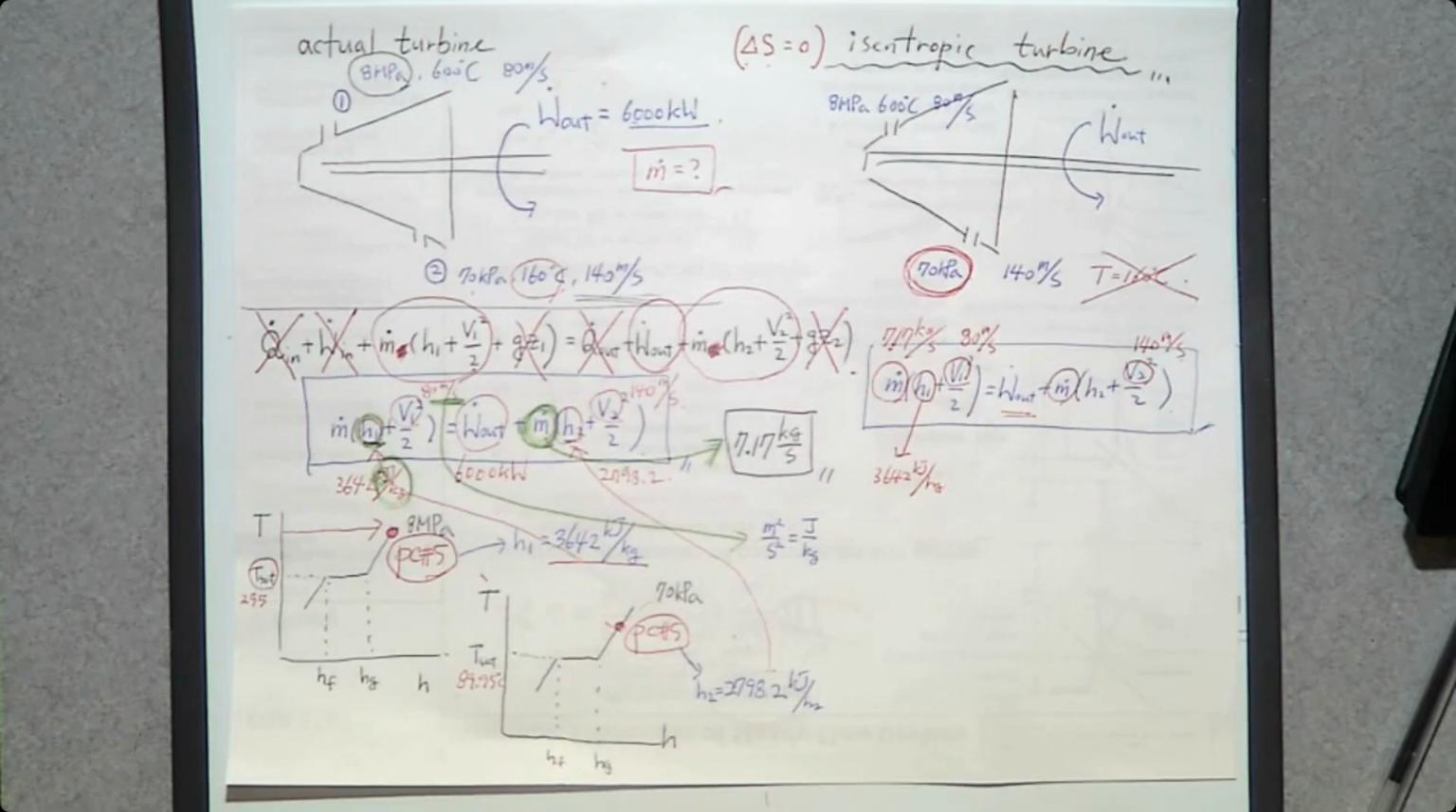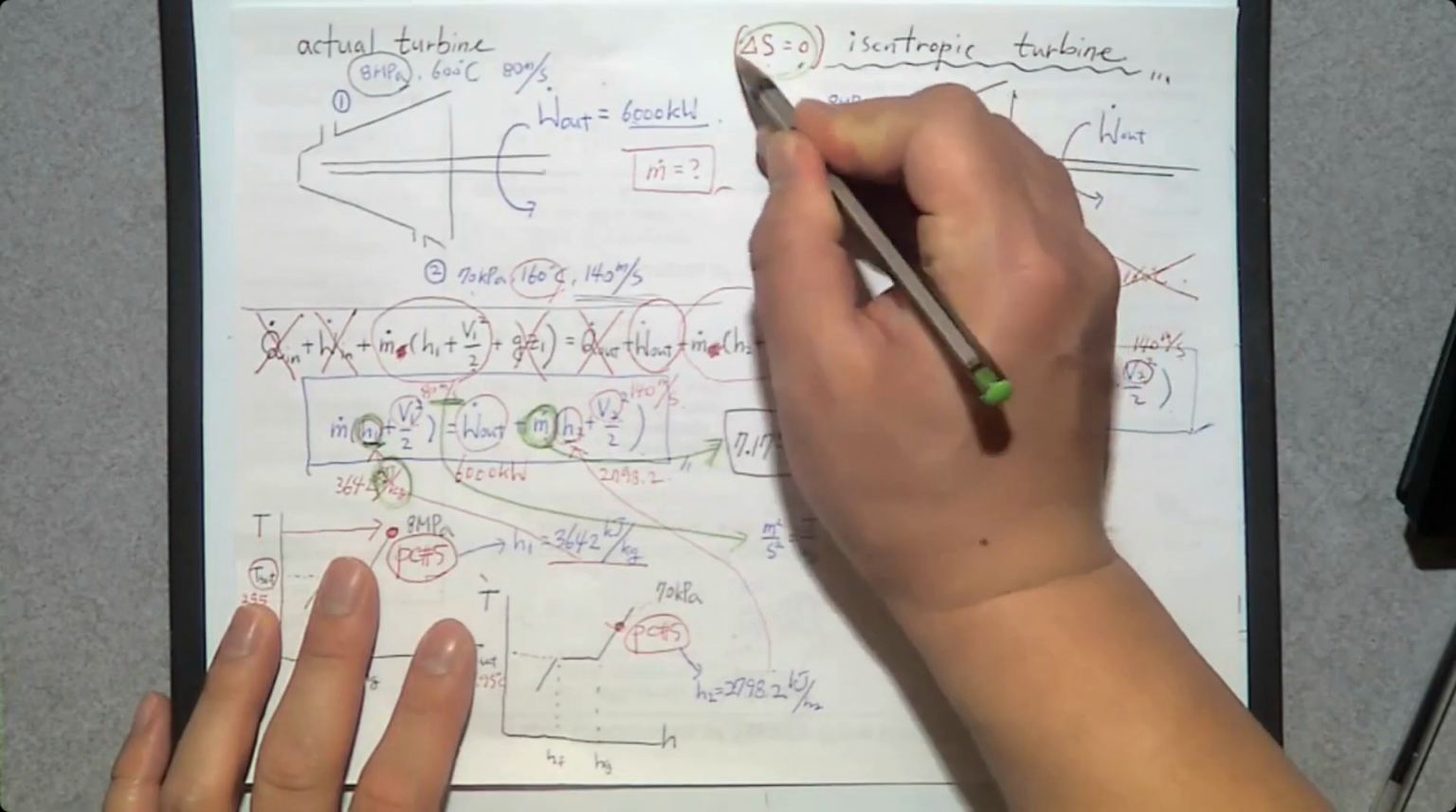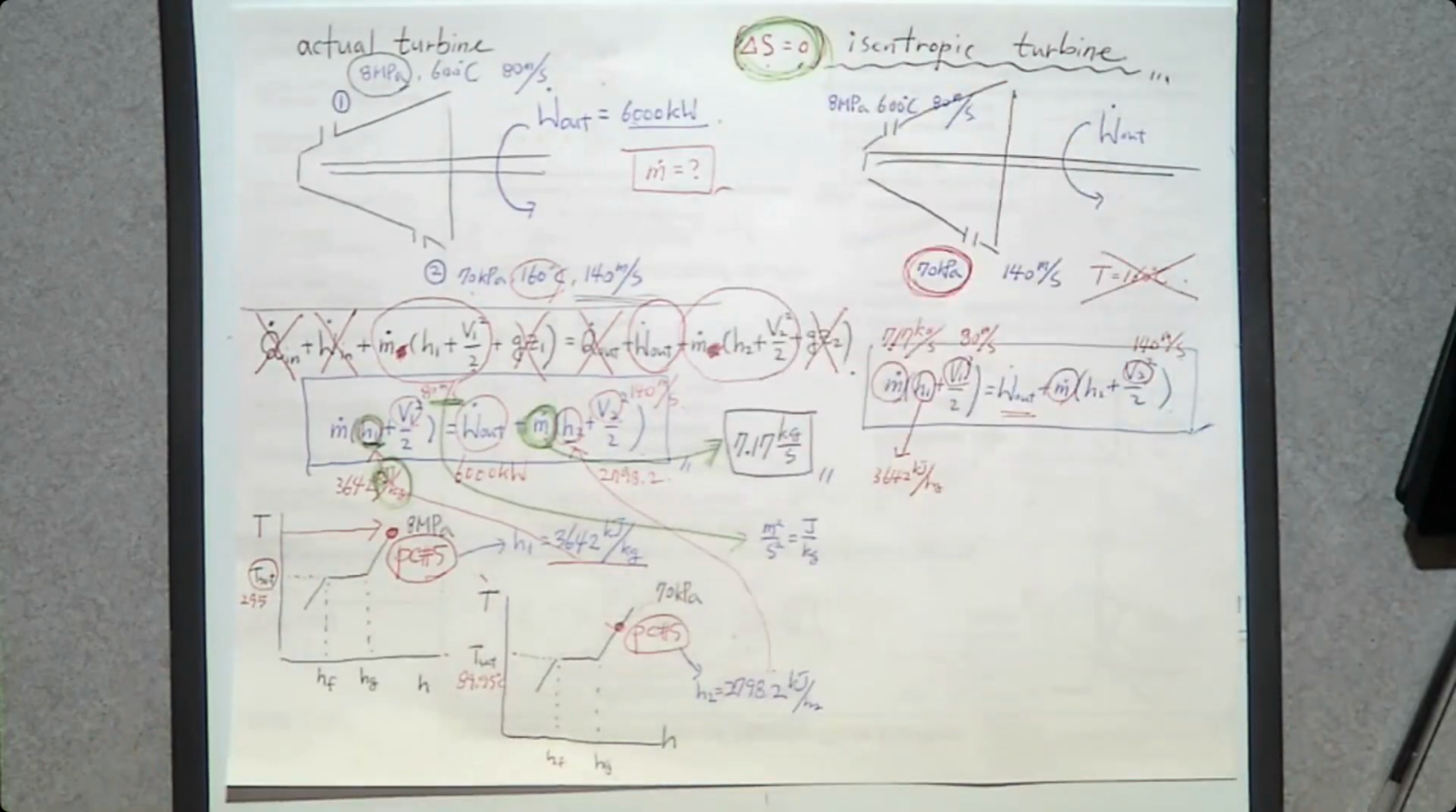So what is the other property? Do we know any other property at the exit other than 70 kilopascal? There is one: isentropic efficiency. Entropy remains constant. Can you determine S1 at the inlet? Yeah, then that S1 is going to be the same as S2. So you know the specific entropy at the exit.